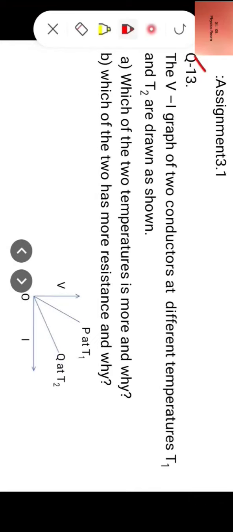Question number 13. The VI graph of two conductors at different temperatures T1 and T2 are drawn, which are as shown in the diagram. A. Which of the two temperature is more and why? B. Which of the two has more resistance and why?